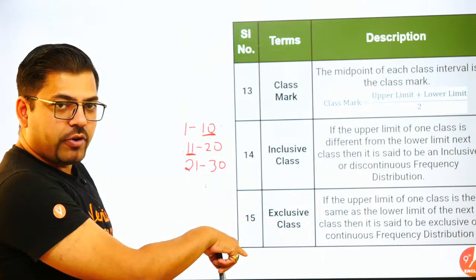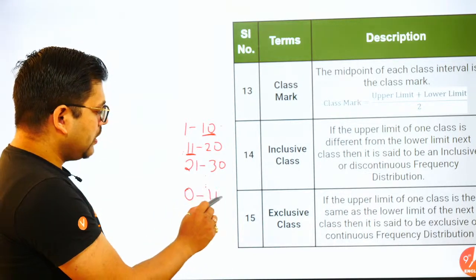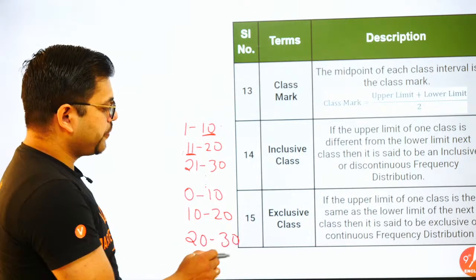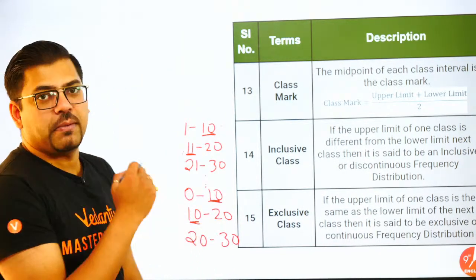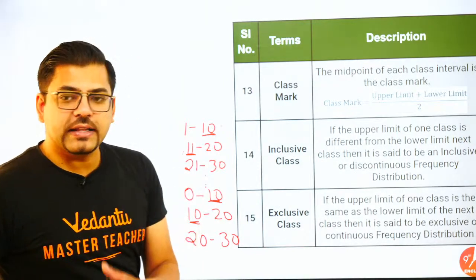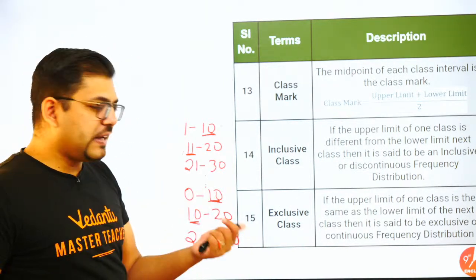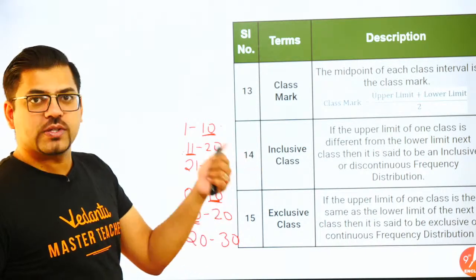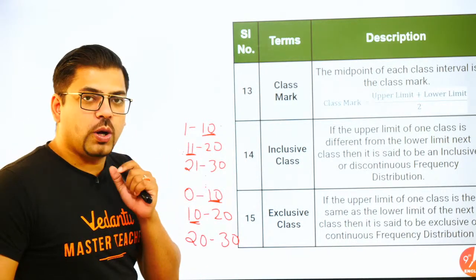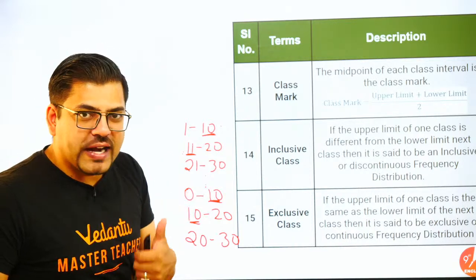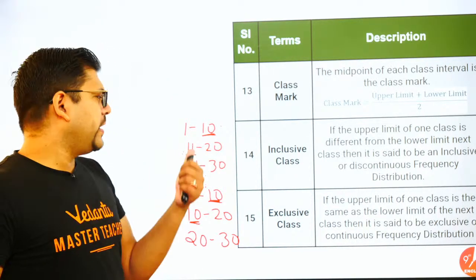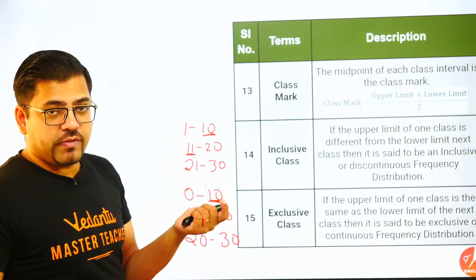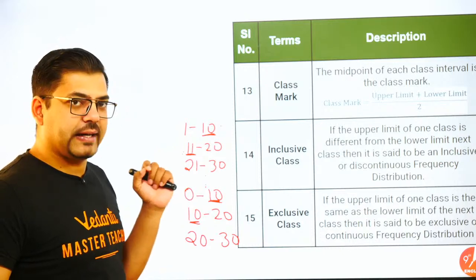But in exclusive format, you write 0 to 10, then the next one is 10 to 20, another is 20 to 30 and so on. So this is connected, this is the same. And the reason why we say this is an exclusive class and this is an inclusive class is this: say for example, if you get 10, where will you put it? It's very simple, 1 to 10, it will be put here. Now if you get 11 to 20, so even if you get 20 or 11, you will put it in the second class.